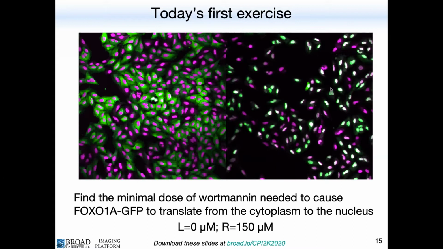You saw an image from this data set earlier. The stainings are GFP FOXO1A, and they wanted to find the minimum dose of wortmannin that could cause this translocation to happen. They knew that the translocation happens at 150 micromolar dose of wortmannin, but this dose was very toxic. So they did a titration screen to find the best IC50 that you would need to get translocation to the nucleus. And by the end of this exercise, you'll see how much of this drug is needed for this translocation to happen.